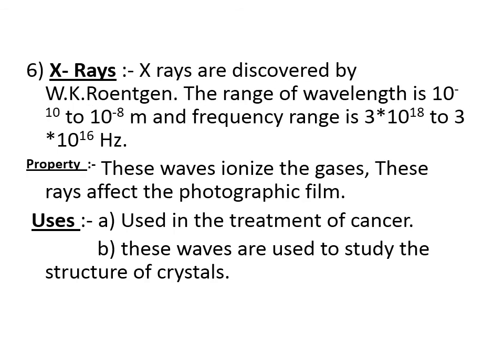Next one is X-rays. X-rays are discovered by W.K. Roentgen. The range of wavelength is 10 raised to the power minus 10 to 10 raised to the power minus 8 meter. And the frequency range is 3 into 10 raised to the power 18 to 3 into 10 raised to the power 16 Hertz. Properties of X-ray: these waves also ionize the gases. These rays affect the photographic film. Uses of X-rays: first one, used in the treatment of cancer. Second one, these waves are used to study the structure of crystals.